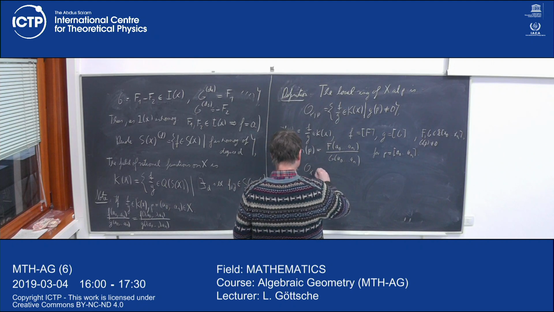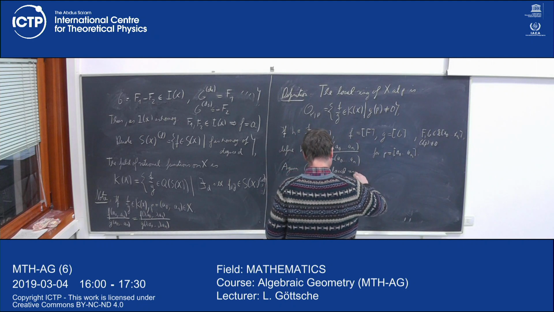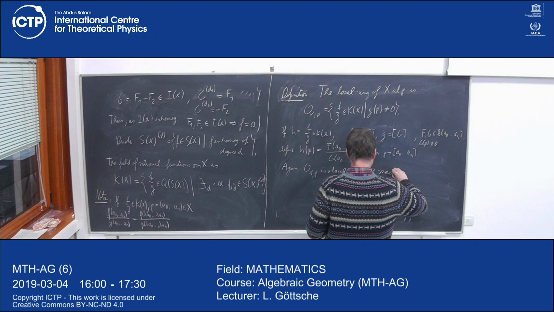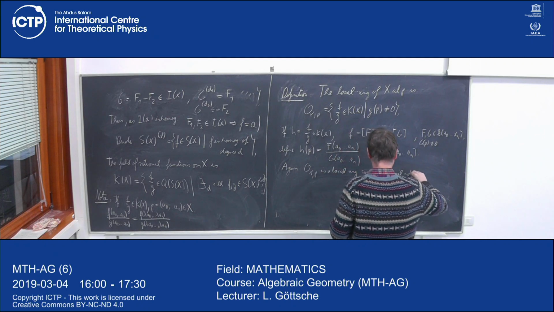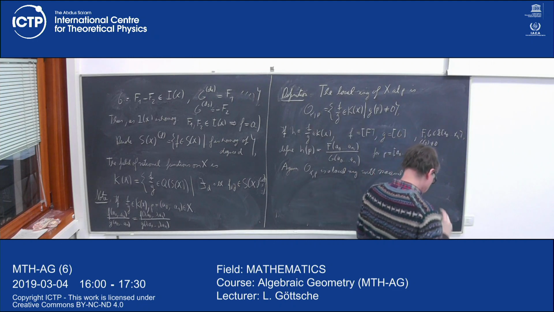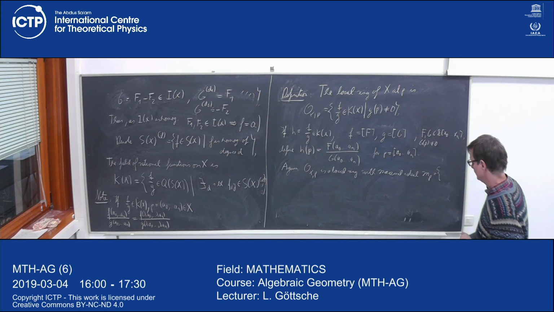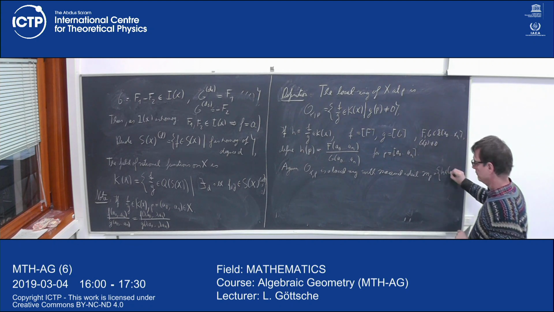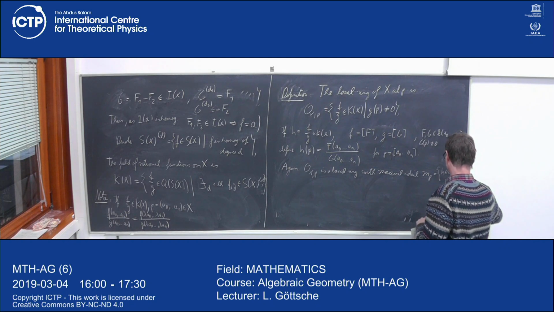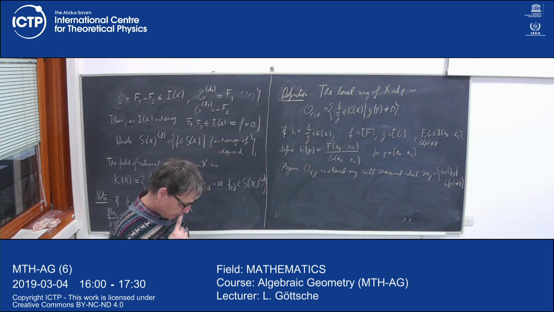Okay. So again, O_X,P is a local ring with maximal ideal m_P, which is just the set of all h in O_X,P such that h of P is zero, where I told you what that is.